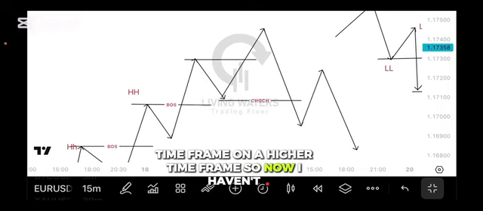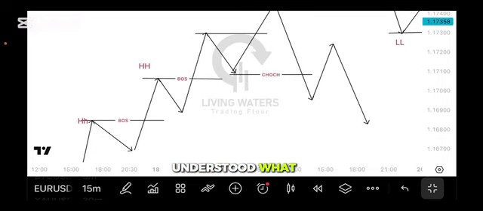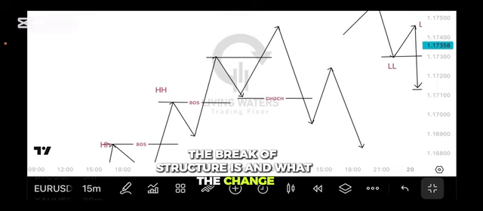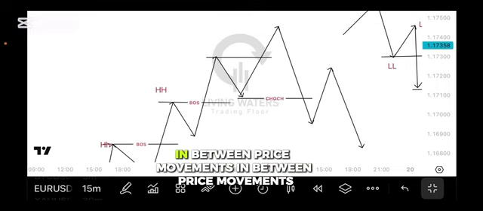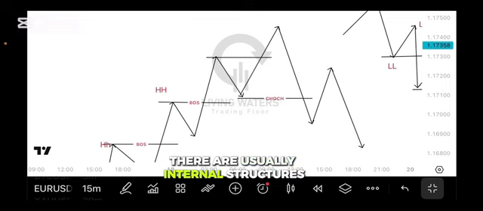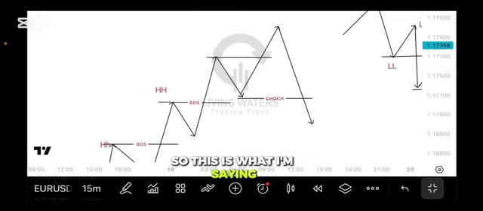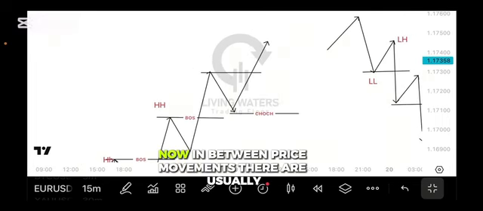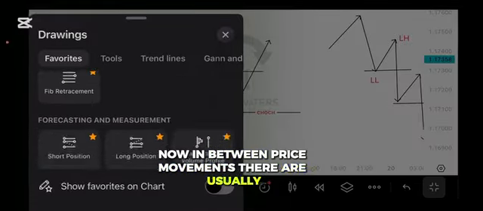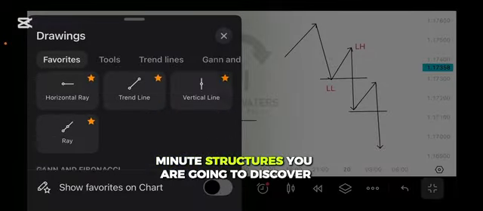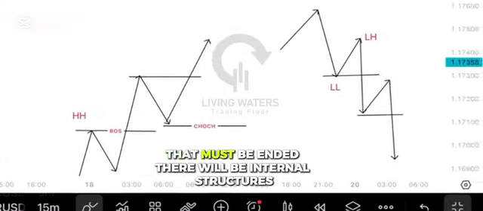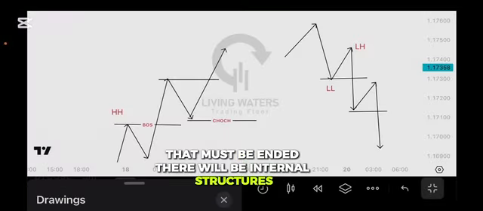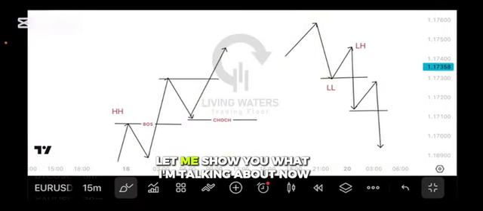So now, having understood what the break of structure is and what the change of character is, in between price movements there are usually internal structures. Let me show you what I'm talking about. In between price movements, there are usually minute structures. You are going to discover that there will be internal structures that must be handled. What do I mean? Let me show you.